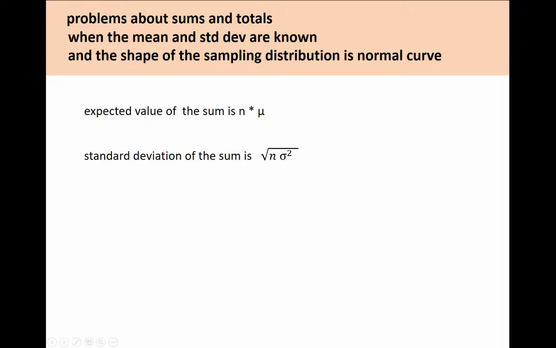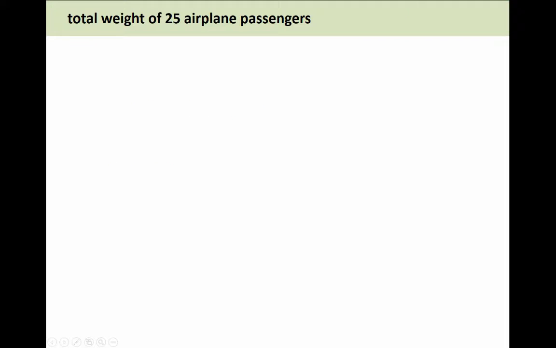So when we're looking at problems about sums and totals, when we know the mean and the standard deviation for the population and the shape is normal curve, we know the expected value of the sum is n times mu. We know the standard deviation of the sum is the square root of n times sigma squared. We did all the algebra earlier to derive these results, and now we can put them to work.